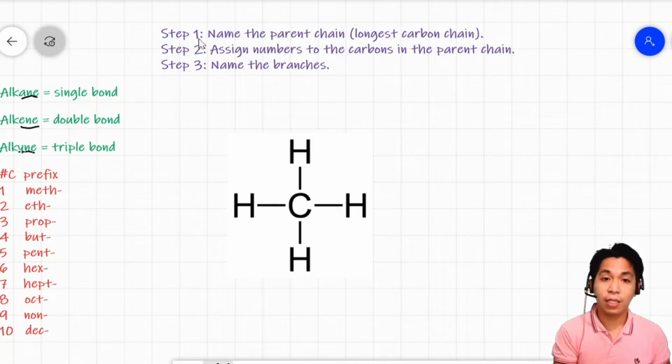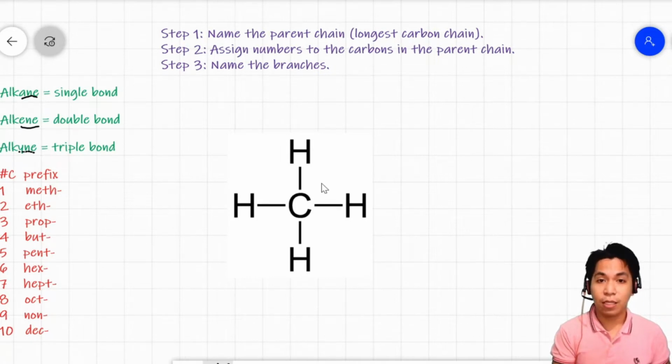Now, you will follow three steps in naming a hydrocarbon. Step number one is to identify the parent chain or the longest carbon chain. It should be a continuous carbon chain, meaning you could make a line passing from one carbon to another without breaking the line. The second one is to assign numbers to the carbons only in the parent chain. And the last one is to name the branches.